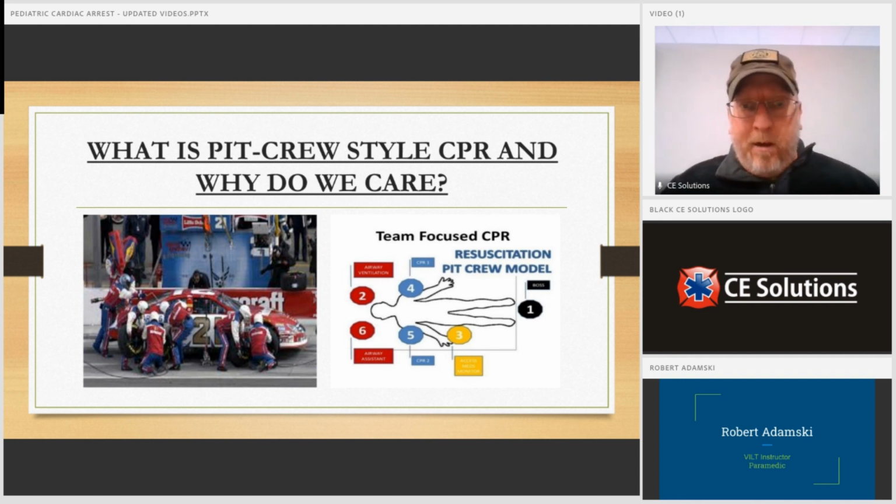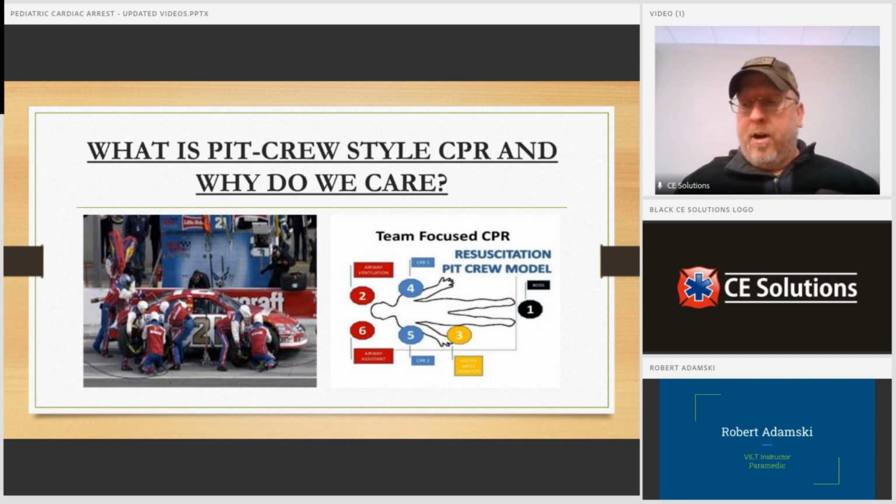Then finally, we also have somebody who's responsible for the AED. All right. They're the one monitoring stuff. They're the one making sure the AED is utilized safely and effectively. And they're the one hitting the shock button. All right. And making sure everything's clear and everybody's safe before they hit the shock button. All right. So notice all the different roles. Notice everybody's job. That's really important with pit crew style CPR.